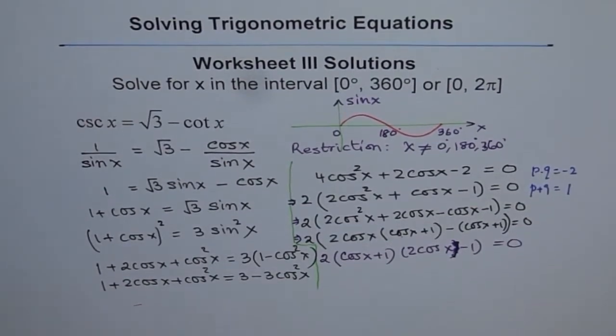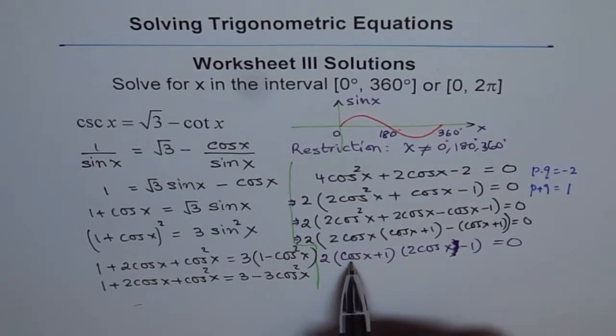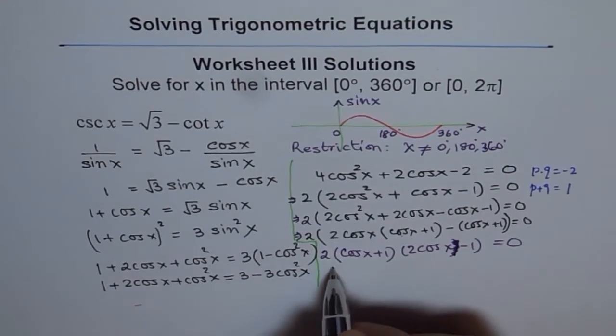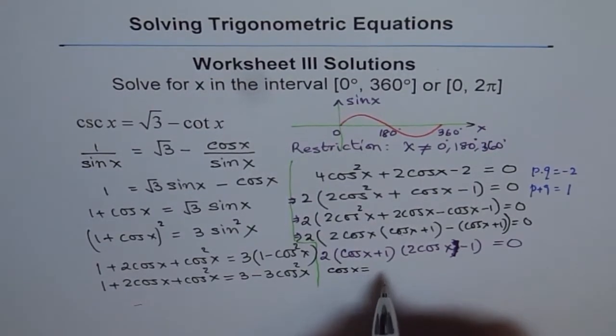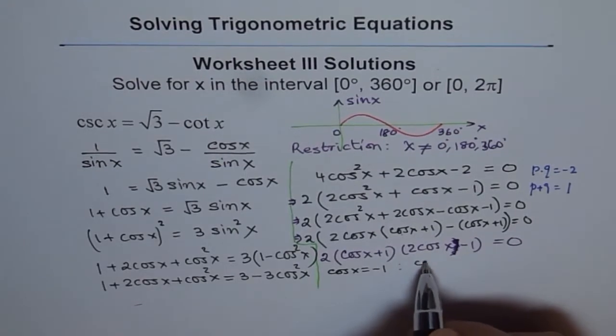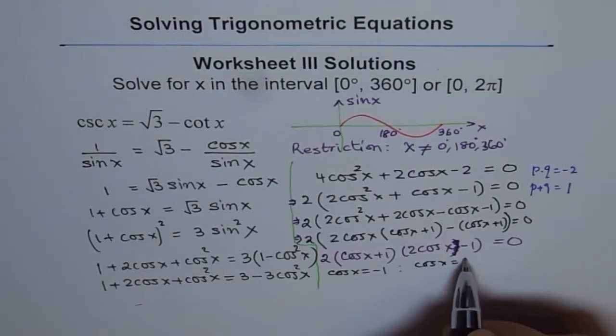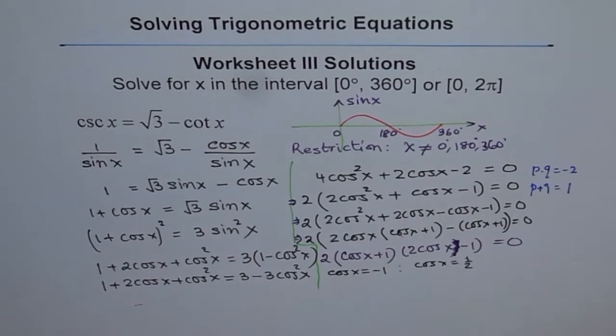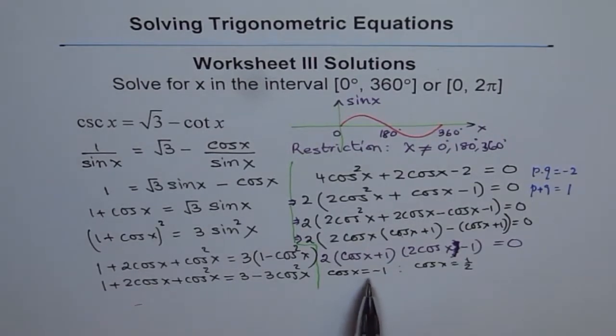So the possible solutions for us are, this could be 0, that means cos x could be equals to minus 1, and this could be 0. That means cos x equals to half, right? That will give me this 0. Now cos x equals to minus 1, that means we have a possible solution.